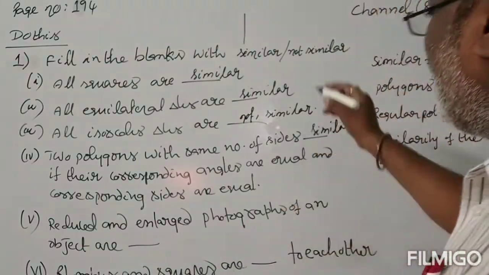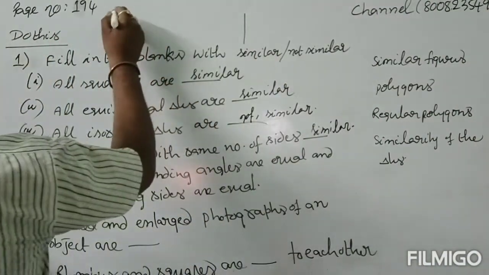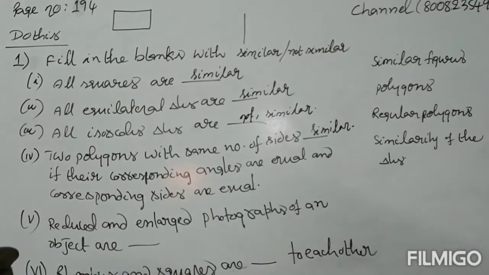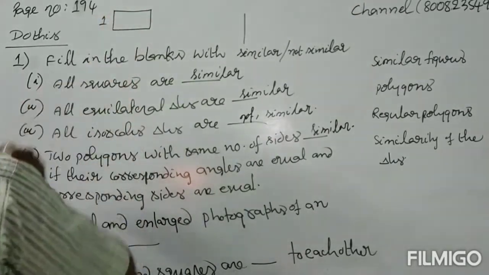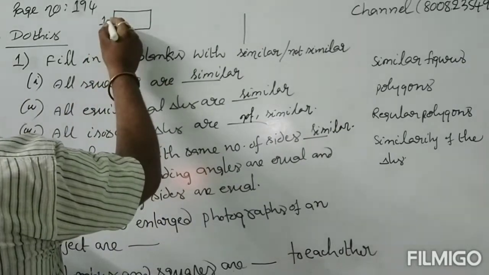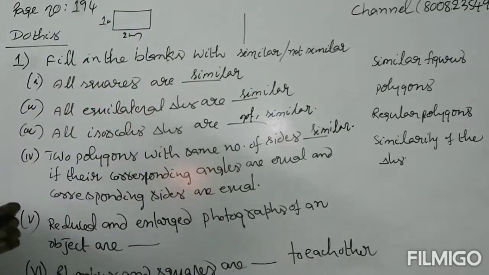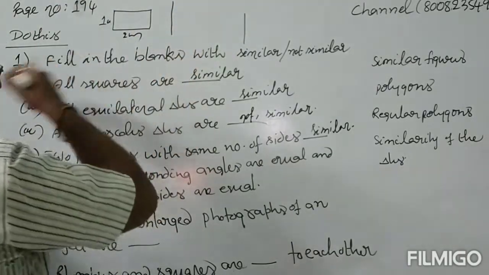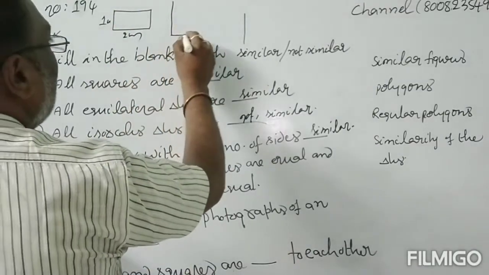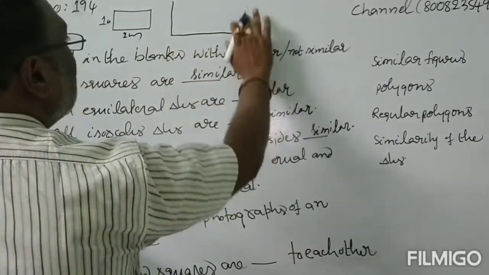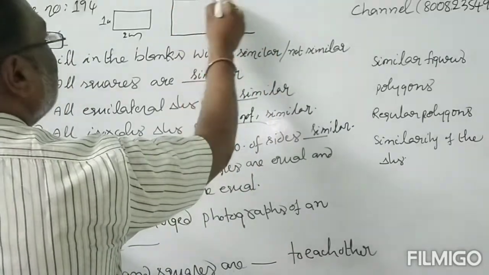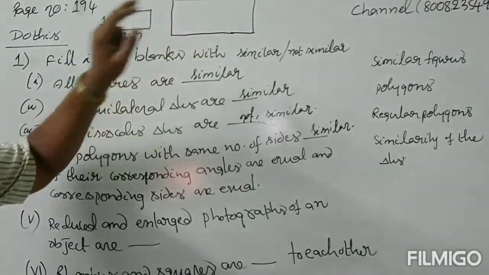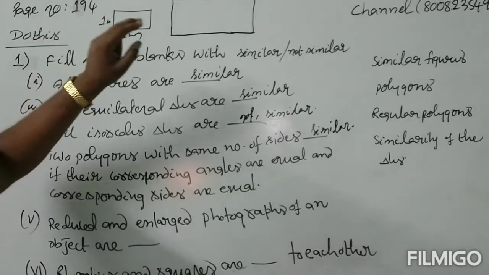Because, listen to me, here you have one photograph in rectangle shape. I am taking the width of this rectangle as 1 unit and the length as 2 units. Then I take the width as 2 times the previous width, and the length as 2 times the previous length. Then the figure changes in this way. These types of figures are said to be enlarged figures.